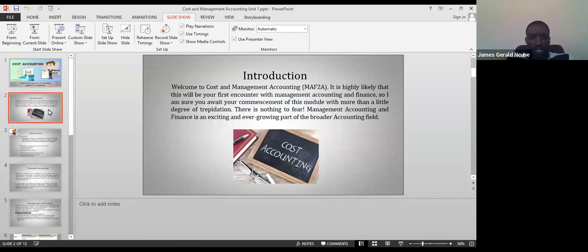Welcome to Cost and Management Accounting. It is highly likely that this will be your first encounter with management accounting and finance. So I'm sure you await your commencement of this module with more than a little degree of trepidation. There is nothing to fear. Management accounting and finance is an exciting and ever-growing part of the broader accounting field.